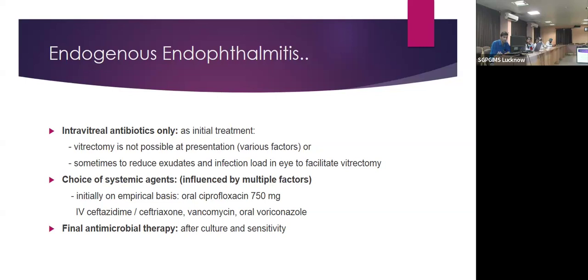But we give oral ciprofloxacin 750 mg in every case, because of the very good concentration maintained inside the eye. With oral ciprofloxacin at a dosage of 750 mg BD, a very high concentration is achieved intraocularly. And this covers most of the gram positive as well as gram negative spectrum. And on the antifungal side, we use voriconazole.